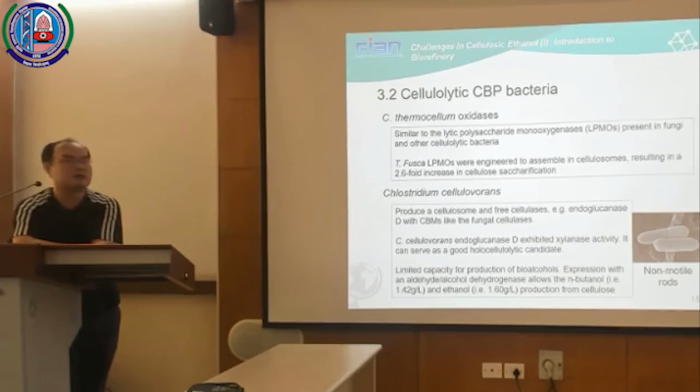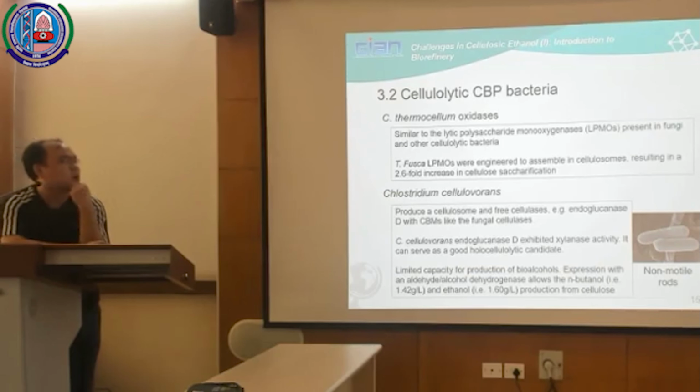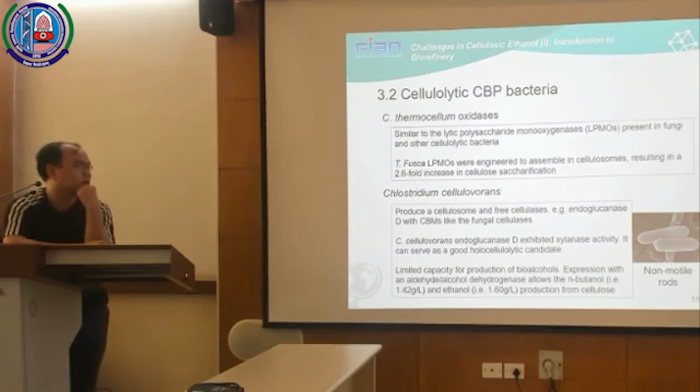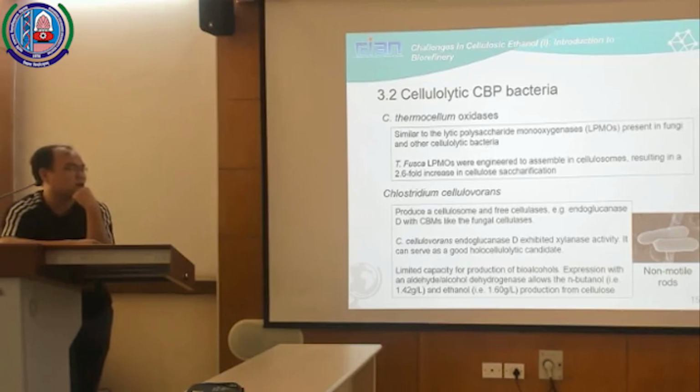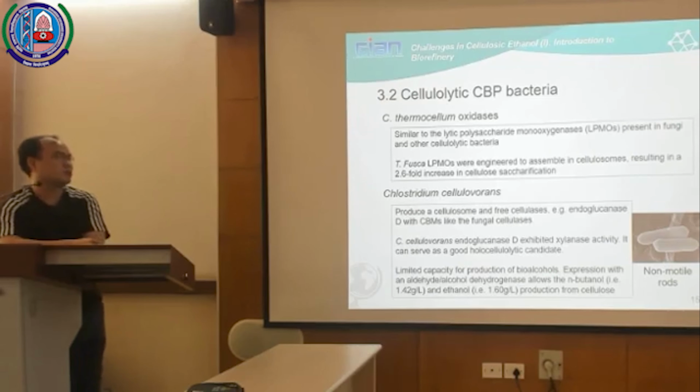Another Clostridium species is Clostridium cellulovorans. Cellulovorans produces a cellulosome and also free cellulase, especially the endoglucanase, with CBMs like fungal cellulases; they have very similar properties. The endoglucanase also exhibited xylanase activity, and it can serve as a good holocellulolytic candidate. So it can utilize not only xylan but also cellulose.